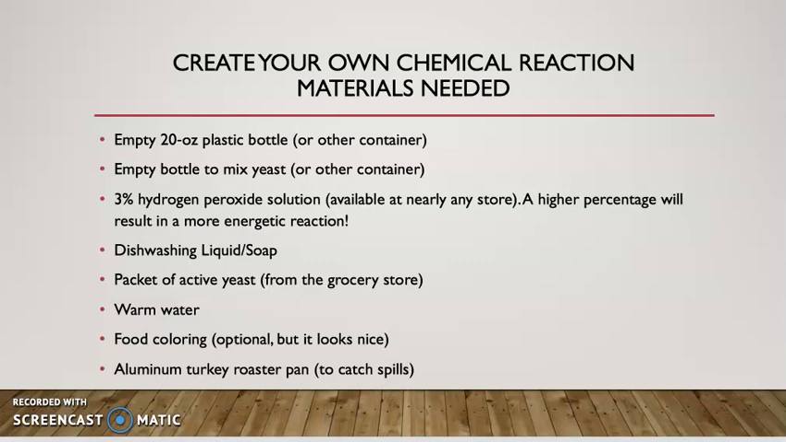3% hydrogen peroxide solution, which is available at any store. A higher percentage will result in a more energetic reaction, but for safety purposes, I would recommend that you use 3% hydrogen peroxide solution. Dishwashing liquid, and it can be of any brand. A packet of active yeast from the grocery store, which may also be labeled as rapid rise. Warm water, food coloring, and an aluminum pan.